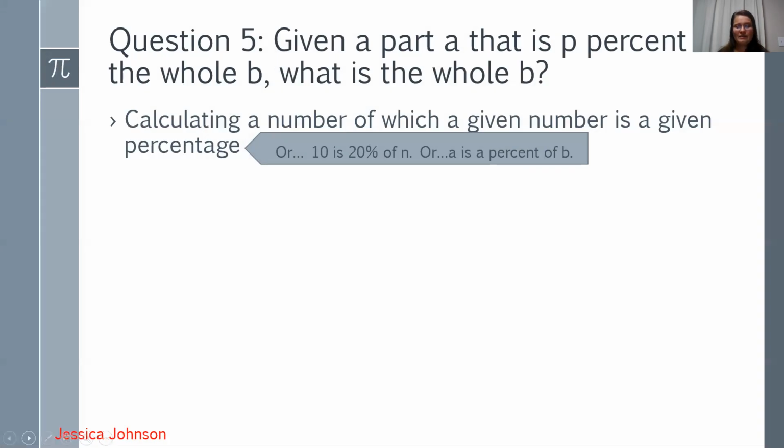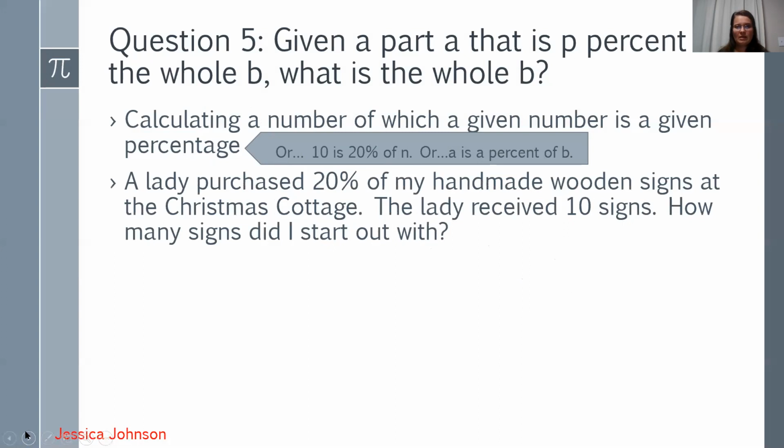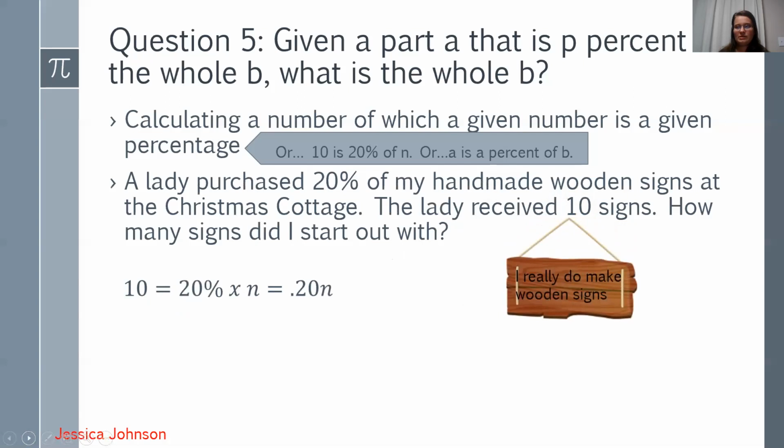Part 3 of question 5 is calculating a number of which a given number is a given percentage. A lady purchased 20% of my handmade wooden signs at the Christmas cottage. The lady received 10 signs. How many signs did I start out with? To figure out how many signs I started with, we need to make an equation of 10 equals 20% times n equals 0.20n. Now, n equals 10 divided by 0.20. Divide 10 over 0.20 and we get 50. I started out with 50 signs.